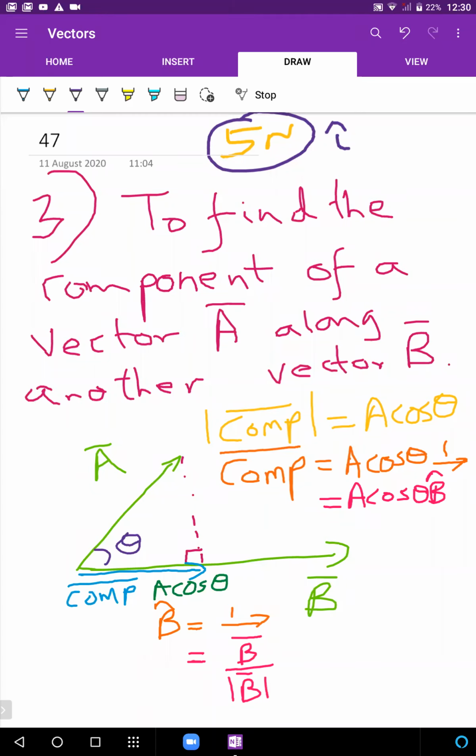So how do we get the vector? We multiply the magnitude with a unit vector along the desired direction. तो यहाँ पे मुझे क्या चाहिए? मुझे कंपोनेंट के लिए A cos theta को इस डायरेक्शन के along एक यूनिट वेक्टर से मल्टीप्लाई करना है. So the component is actually A cos theta into this unit vector.